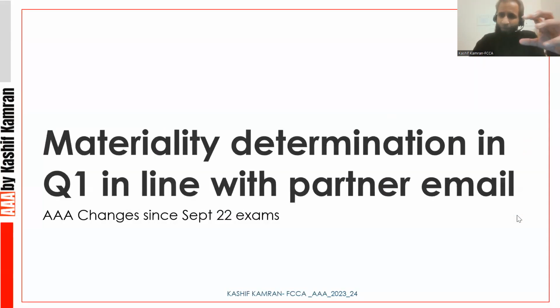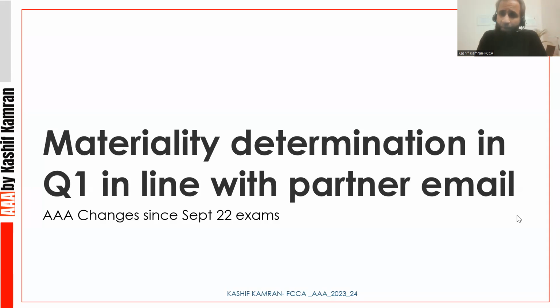Now, the very first thing we discussed on day 2, the first change, was the materiality determination in question number 1, in line with the partner email. Since the September 22 exam, when you open question number 1 and read the partner email, the partner will tell you on which factor you should determine the materiality, and then you will determine the materiality on that particular factor. It could be revenue, profit before tax, or total assets. You need to read the partner email very well.